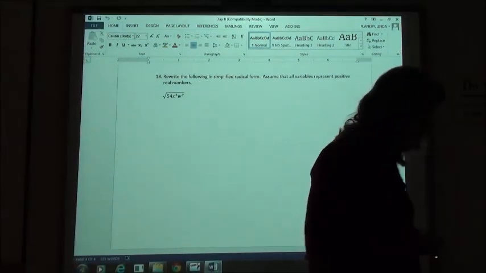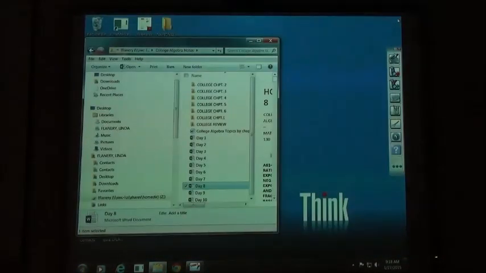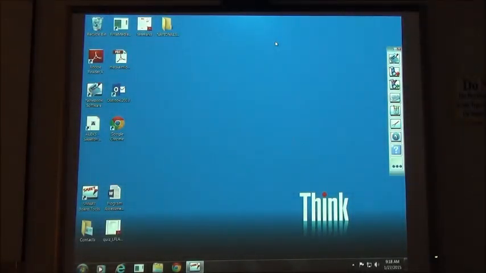Alrighty. We'll work on those for about a half hour, and do the next page. Or two.